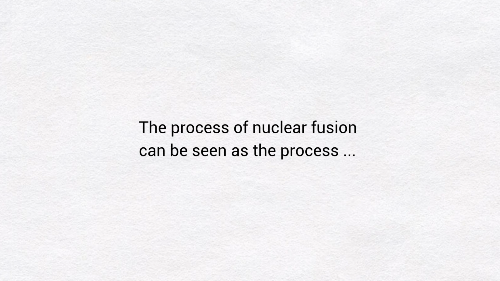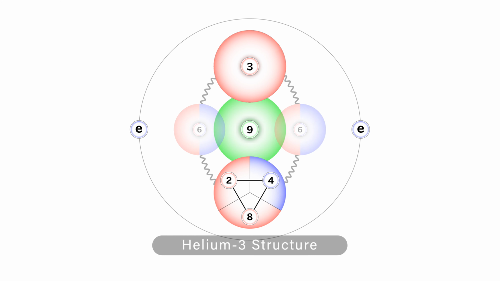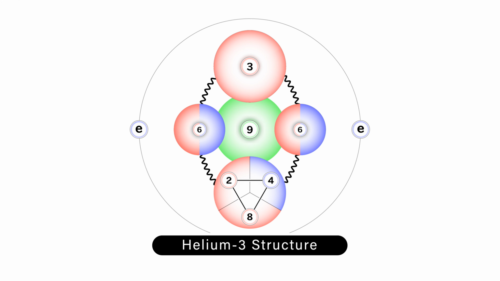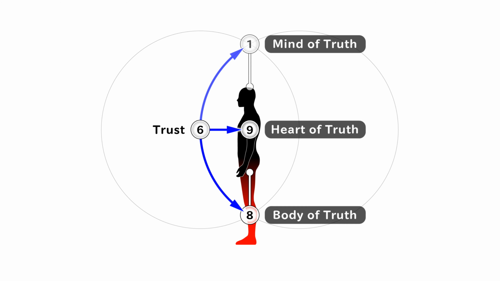The process of nuclear fusion can be seen as the process from point 9 to point 3. In this integration process, the trust of type 6 as the connecting force, is essential. As discussed in the previous module, the essential quality of type 6, which is trust, needs to be connected to the body of truth, the heart of truth, and the mind of truth.